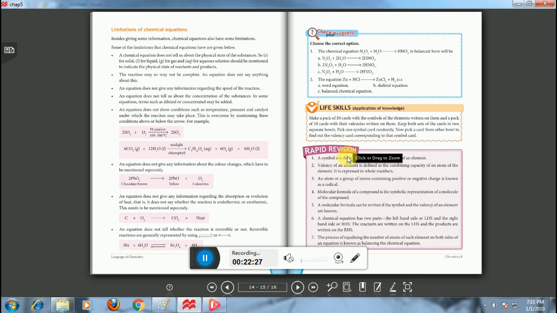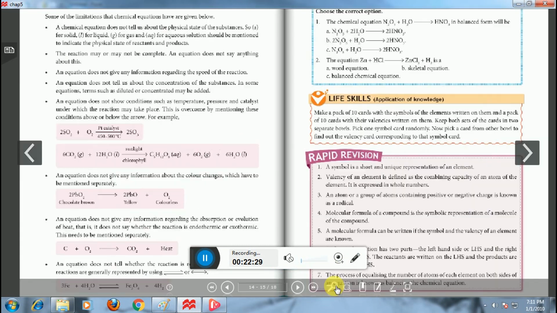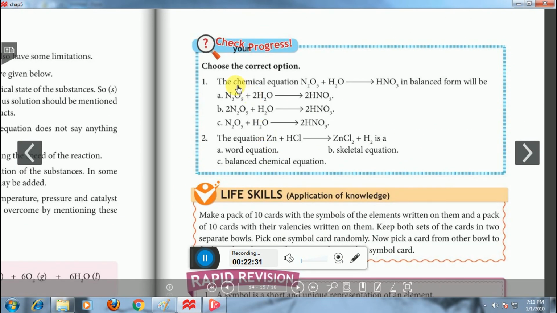So we came to the end of this chapter. Now check your progress. The chemical equation is not balanced. What will be the balanced chemical equation? Please try at home to balance these equations one by one.